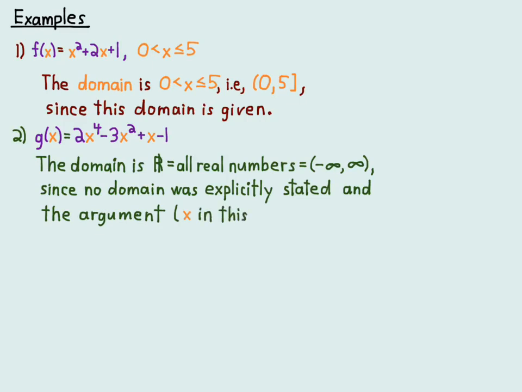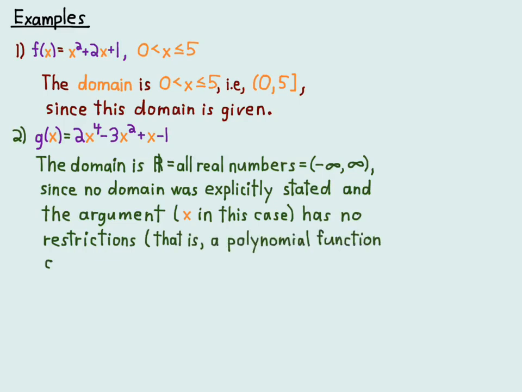Since no domain was explicitly stated, and the argument, x in this case, has no restrictions. That is, a polynomial function can be evaluated for any real number and get a real number out.